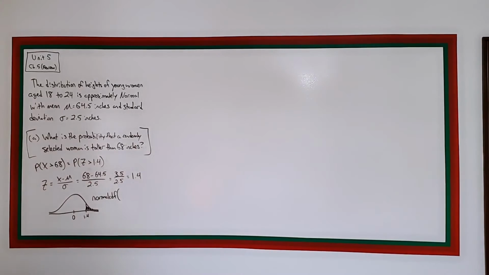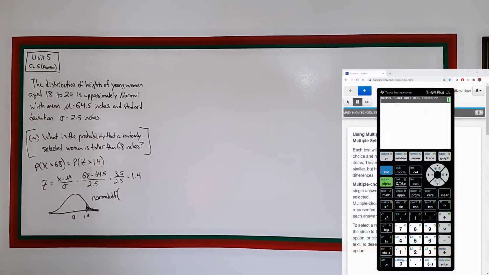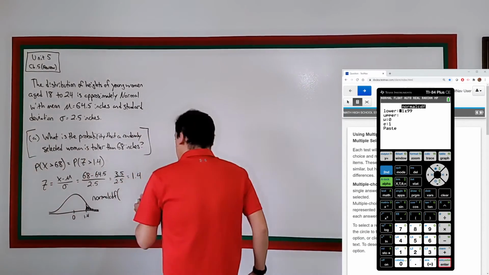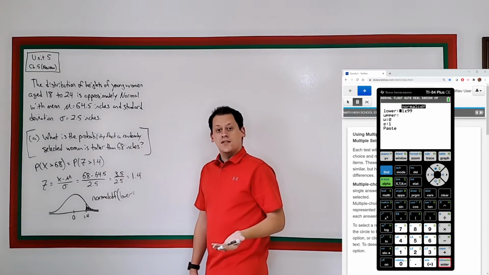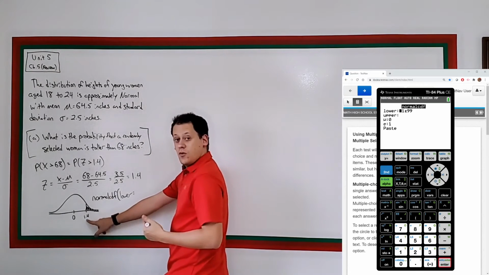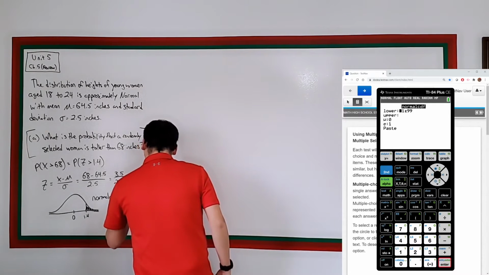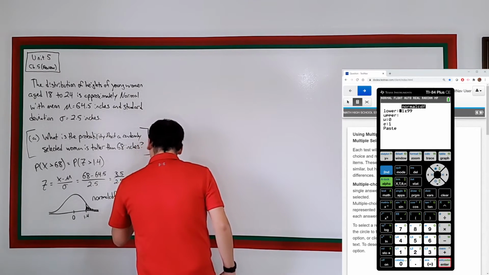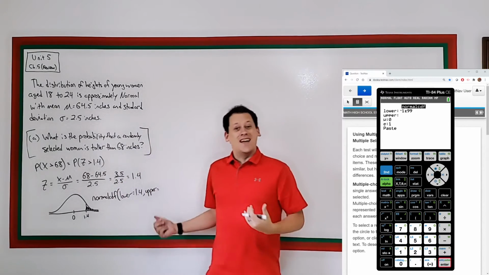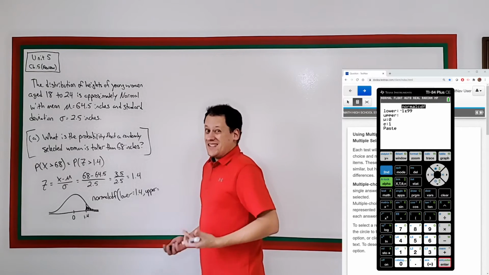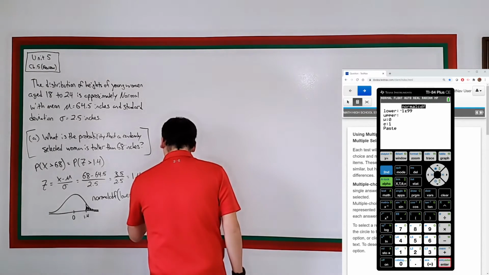So I'll bring up my calculator. Second distr, normal CDF. What is it I need? All right. Lower, upper. So lower here is the lowest z-score we're interested in. It starts at 1.4. The upper is the highest z-score we're interested in. That goes up to infinity, but something like 9999 should be enough.